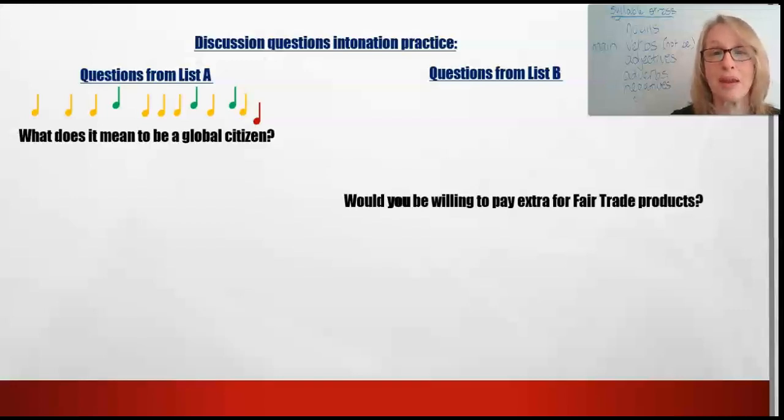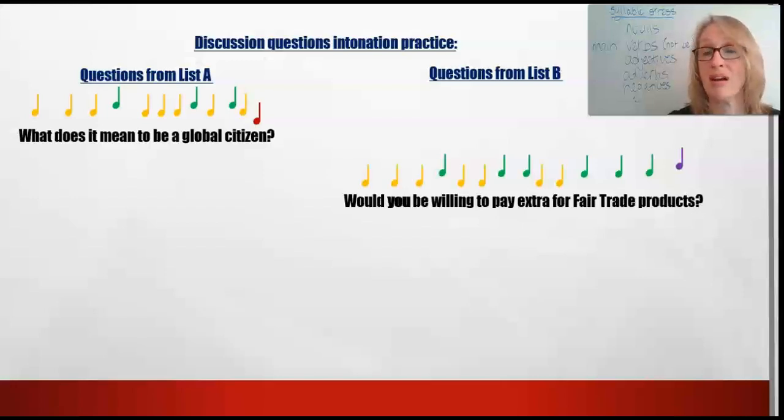Next one. Now, this one is not an information question. It's a yes-no question. So at the end, your voice is going to go up. And you're going to take a second, look for the nouns, the verbs, the adjectives, adverbs, and negatives, and see if you can find out where the stress is going to go for this question. Did you get it? Would you be willing to pay extra for fair trade products? Would you be willing to pay extra for fair trade products? All the other words and syllables are not stressed.